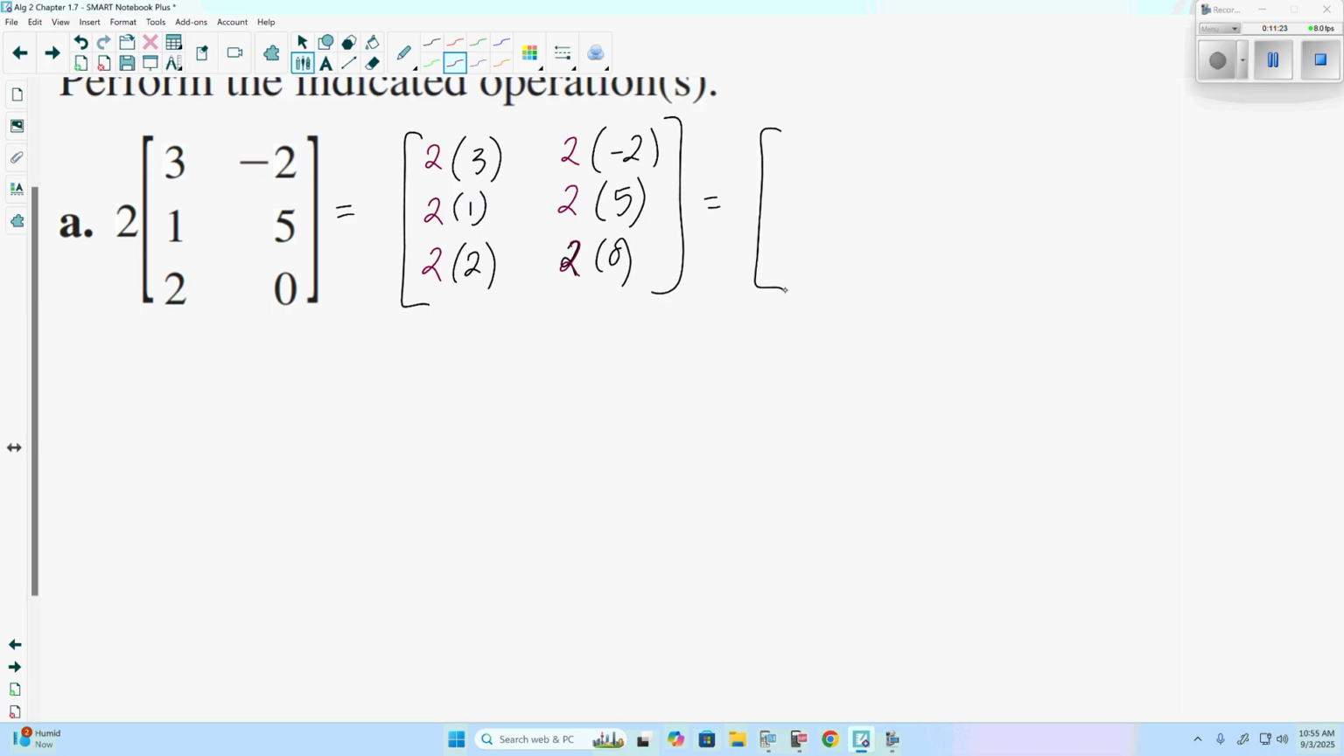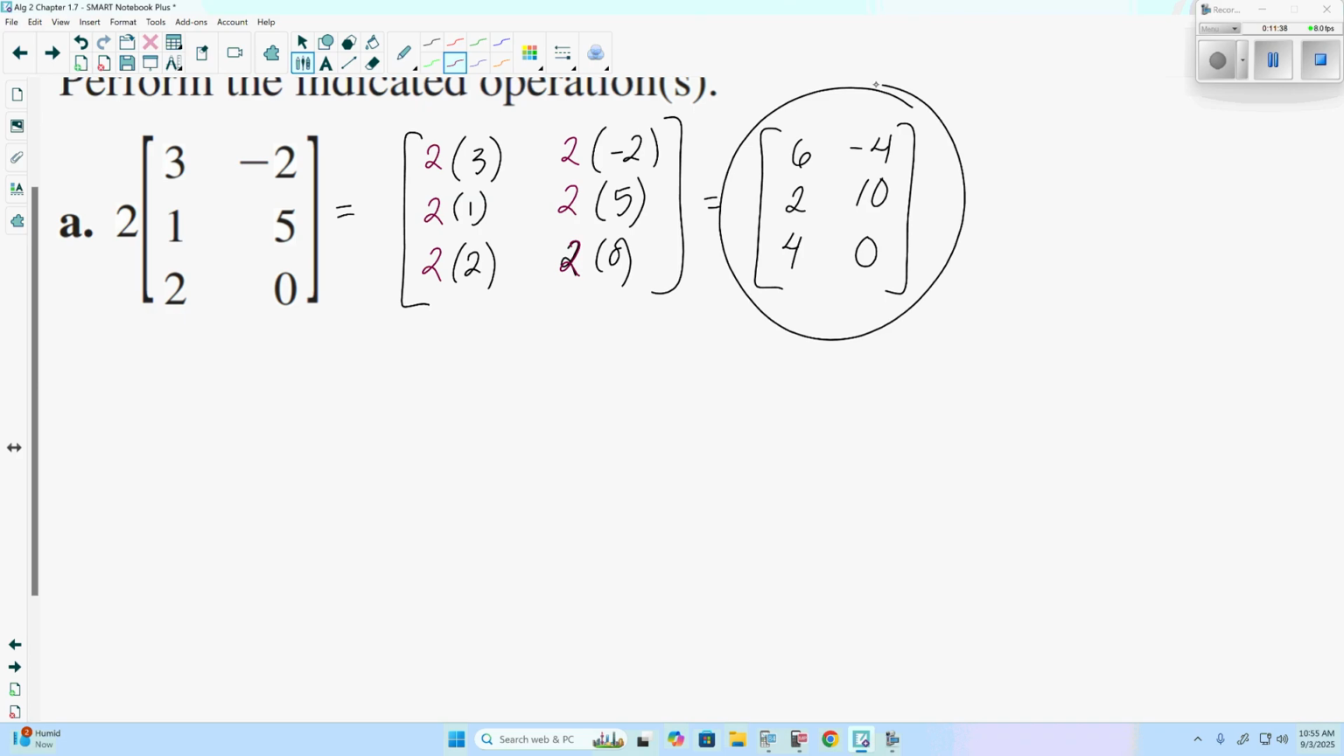And indeed, 2 times 3 is 6, 2 times negative 2 is negative 4. 2 times 1 is 2. 2 times 5 is 10. 2 times 2 is 4. And 2 times 0 is 0. Questions on scalar so far? We feel comfortable with scalars. I don't think we need to talk too much more about that, because all we do is take whatever that number is in front and multiply it through, yes?